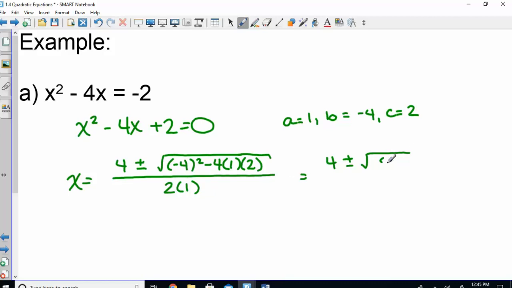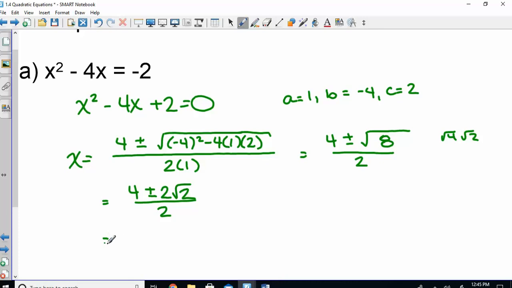Under my radical, I get 16 minus 8, which is 8, over 2. Am I done? No. Break apart your radicals as much as possible. So 8, you could break into a 4 times 2. Square root of 4 is 2. And if I divide everything by 2, we get 2 plus and minus the square root of 2.